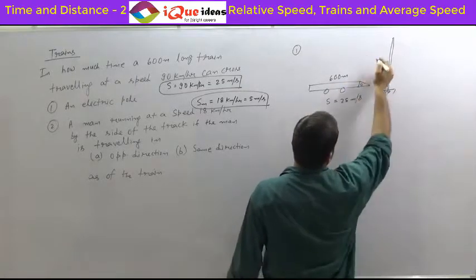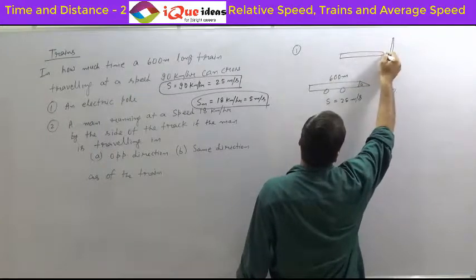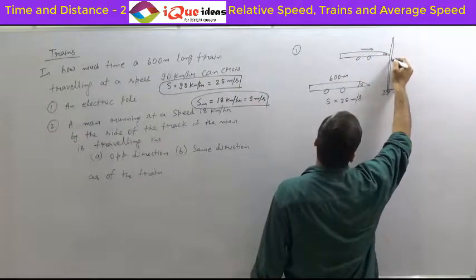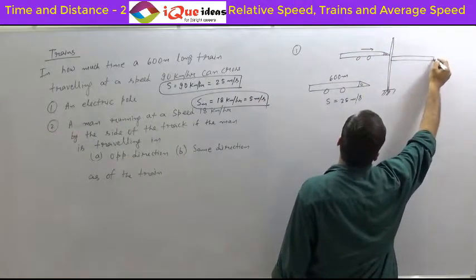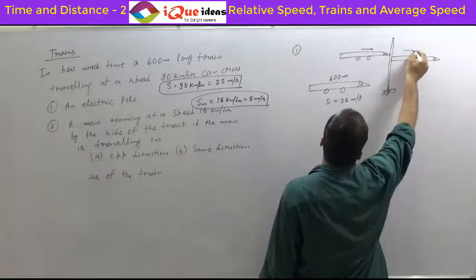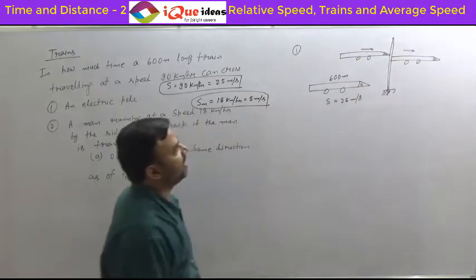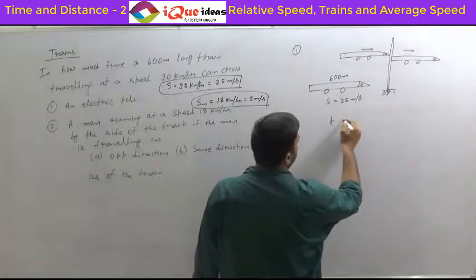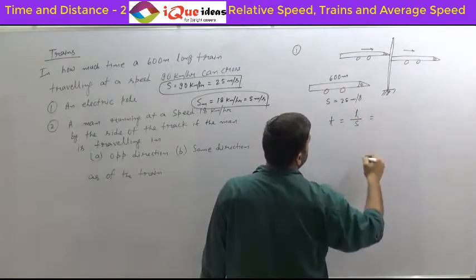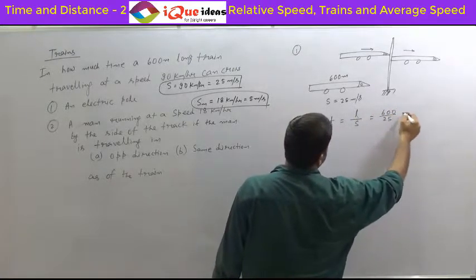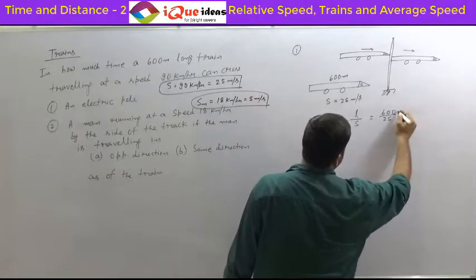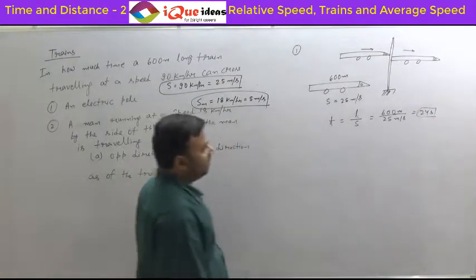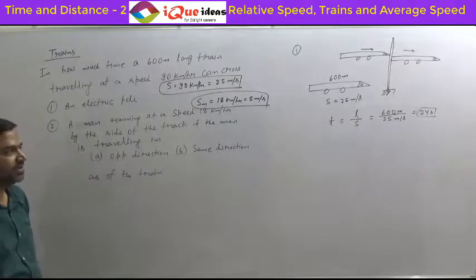Alright, so this is the train. I'll draw another situation wherein I can show that, from this position to this position, right? The time taken in going from this to this position is the time taken by the train to cross the pole. So it has traveled its own length. So the time taken will be equal to the length of the train divided by the speed of the train. So it is equal to 600 by 25, which is 24 seconds. So 600 meters divided by 25 meters per second is 24 seconds. So the train will cross an electric pole in just 24 seconds.